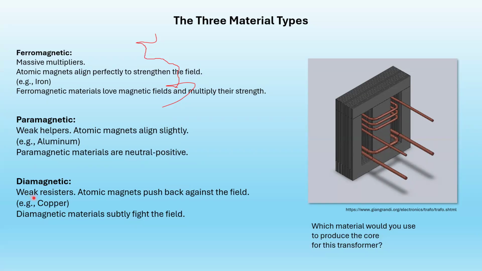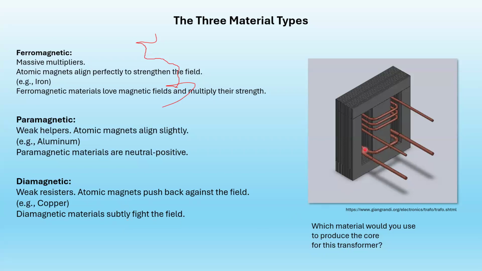And diamagnetic, weak resistors. Atomic magnets push back against the field. They will oppose it actually. For example, copper. I wish I had shown you the magnetic ring, slide it over a copper rod, see what happens. Maybe I'll find a video. Diamagnetic materials fight the field.